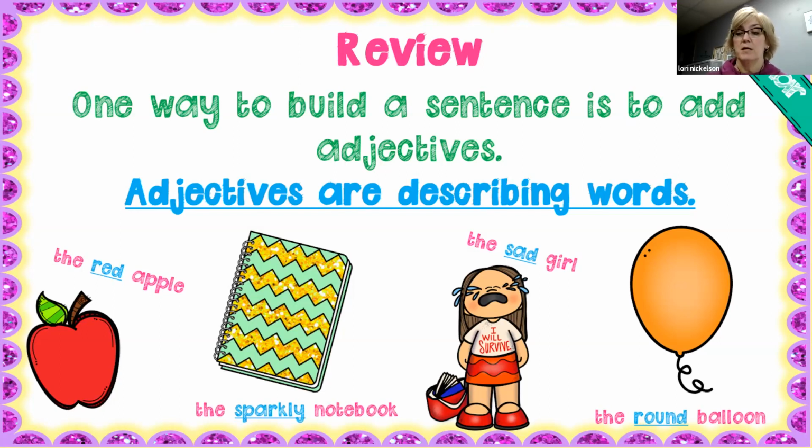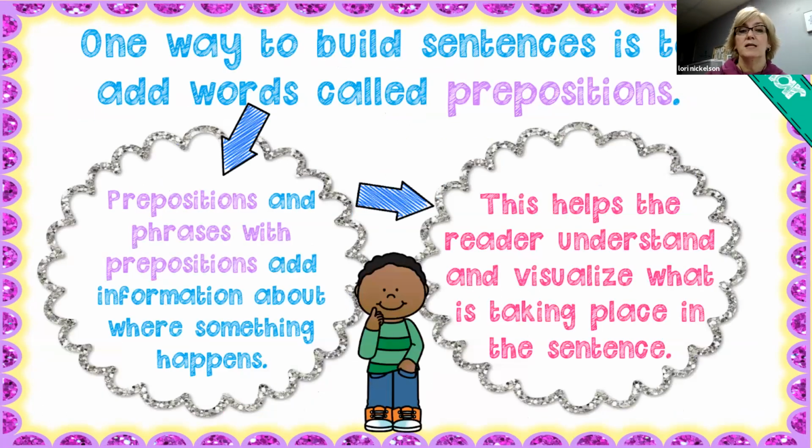Round describes balloon. One way to build sentences is to add words called prepositions. Prepositions and phrases with prepositions add information about where something happens. This helps the reader understand and visualize what is taking place in the sentence.